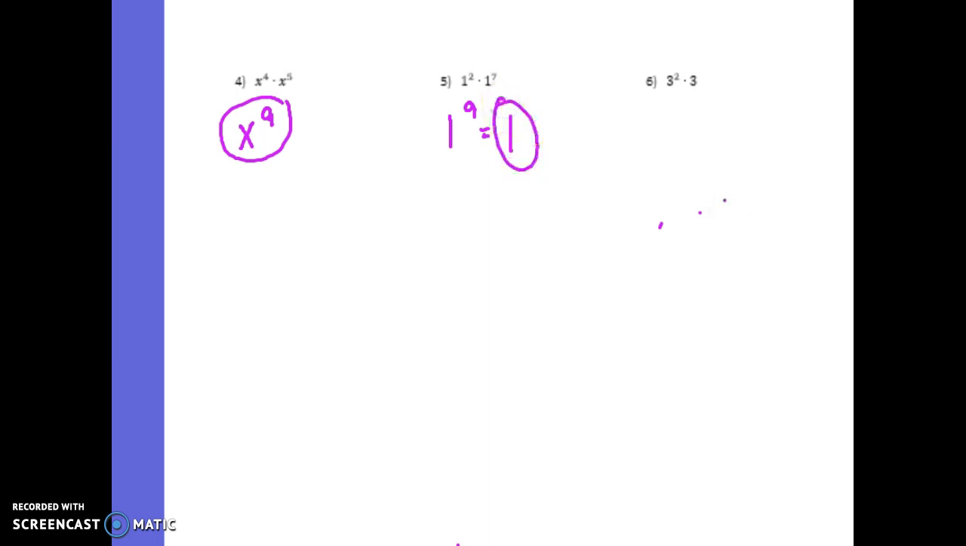If I had 3 squared times 3, it would be 3 to the first power, so this would be 3 to the third power, which is equal to 27.